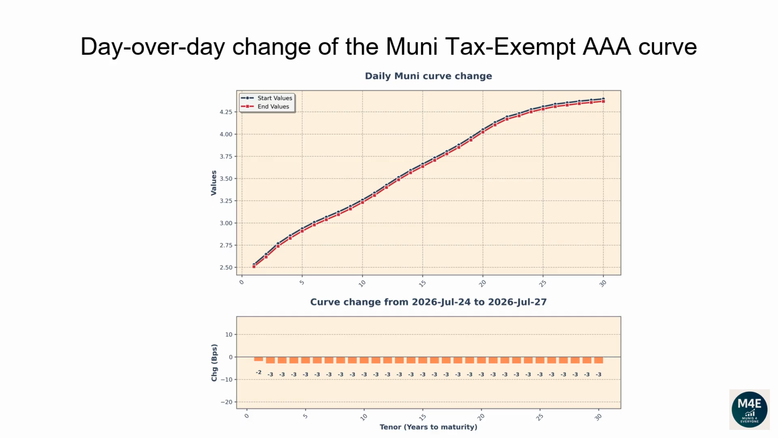The one-year tenor changed -2 basis points. The 2-year tenor changed -3 basis points. The 5-year tenor changed -3 basis points. The 10-year tenor changed -3 basis points. The 20-year tenor changed -3 basis points. The 30-year tenor changed -3 basis points.